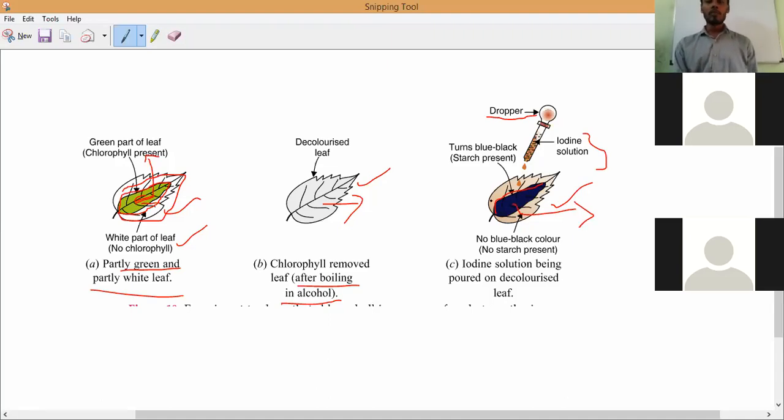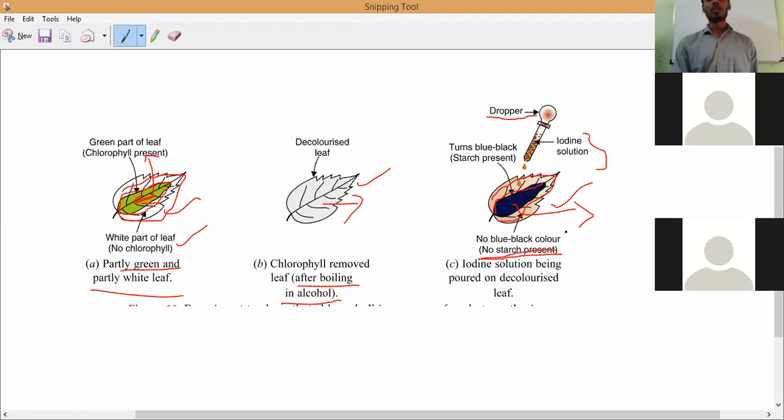But the outer surface is not changing. Why is the outer surface not changing? Because no photosynthesis reaction takes place, sir. No starch will be present there, because no chlorophyll is present there.